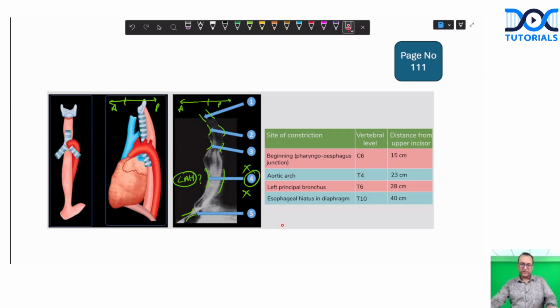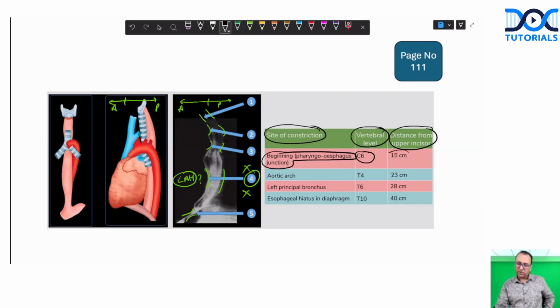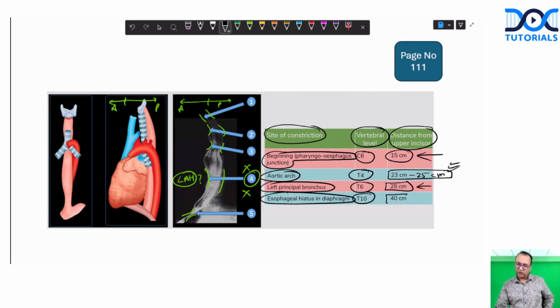So this is Gray's anatomy. Follow Gray's anatomy strictly. It gives the site of constriction, vertebral level, and distance from the upper incisors. Cricopharyngeal sphincter, C6 vertebra, 15 centimeters from the upper incisors. Aortic arch, T4 vertebra, 23 to 25 centimeters, as Western surgery tells. Left principal bronchus, T6 vertebra, 28 centimeters. Esophageal hiatus, T10 vertebra, 40 centimeters. We have already discussed everything; what is added here is the T4 and T6 vertebrae, so just remember them.